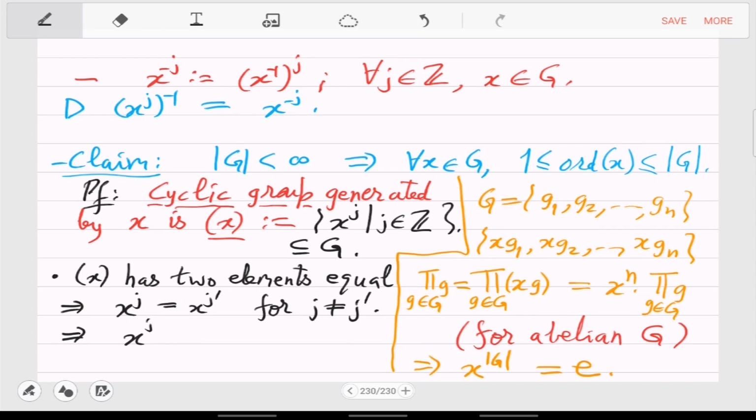Their difference is giving you 1, right? But the difference is not 0. This is some number, you can assume it to be positive. So you have found x to a positive number which is giving you 1, which means that there has to be an order. So this shows that there is an order. Moreover, you can show that the order cannot exceed the size of G, because it's the same argument.